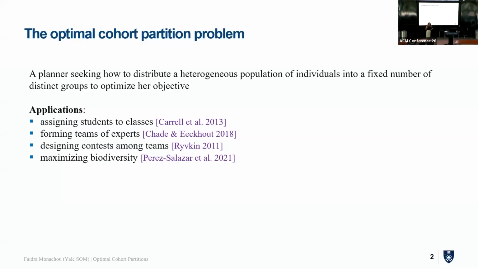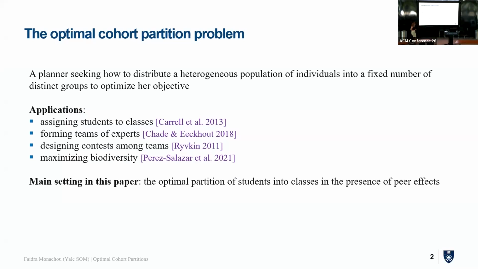So what is the optimal cohort partition problem? It's a problem where a planner wants to distribute a population of heterogeneous individuals into a fixed number of groups to optimize their objective. And this problem has applications in many areas, from assigning students to classes, to forming teams of experts, to designing contests among teams, to maximizing biodiversity. And in the paper, we see many of these applications.